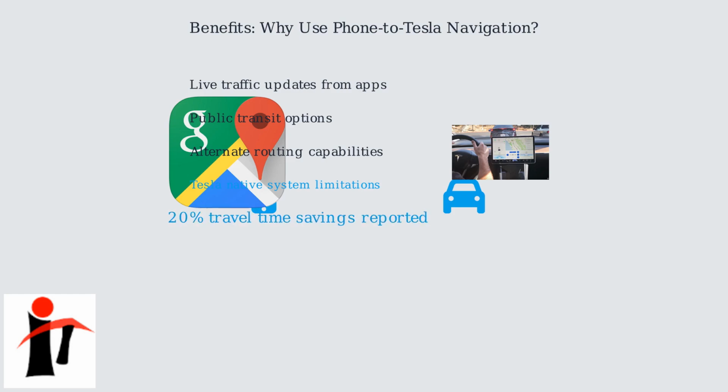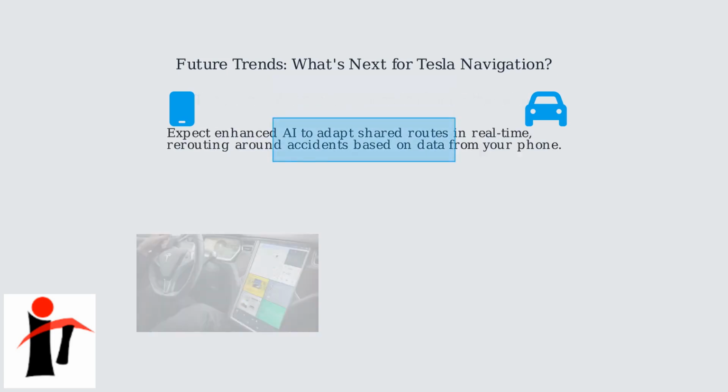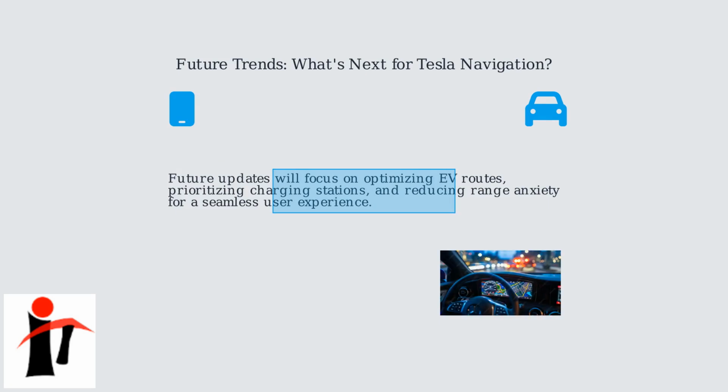While Tesla's system is advanced, it sometimes lacks these specific app features, making phone integration a valuable complement. User reports consistently show significant benefits, with many experiencing up to 20% travel time savings when using Google Maps integration. The future of in-car navigation is about integration. Expect enhanced AI to adapt shared routes in real time, rerouting around accidents based on data from your phone. Future updates will focus on optimizing EV routes, prioritizing charging stations, and reducing range anxiety for a seamless user experience.